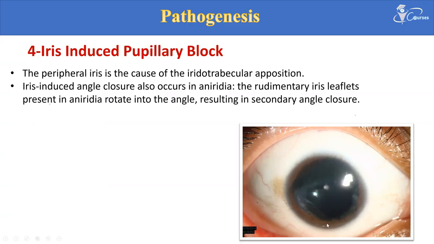This rudimentary iris will be rolled in. So the peripheral iris, in case of aniridia, will be rotated, and this rotation into the angle will lead to secondary angle closure. This peripheral iris, which is very rudimentary, will be easily bent and easily rotated, so it will rotate until it blocks the trabecular meshwork, leading to angle closure. So here the problem is in the iridotrabecular contact, or iridotrabecular opposition.